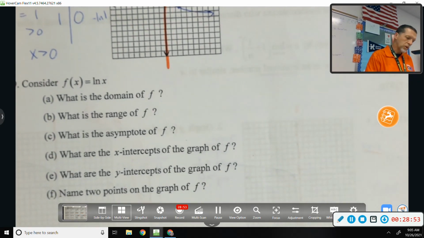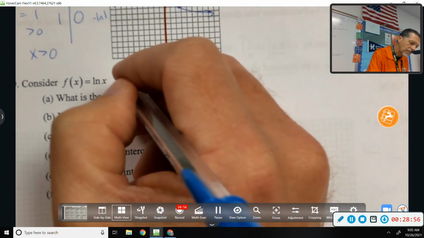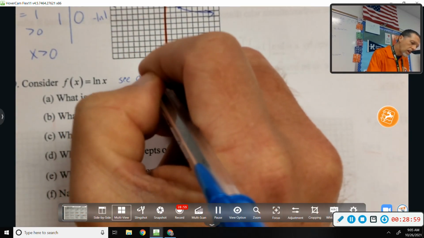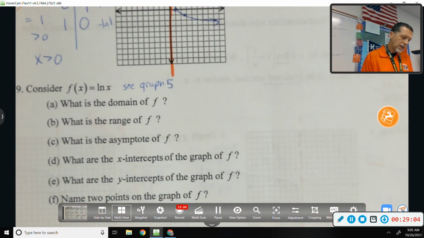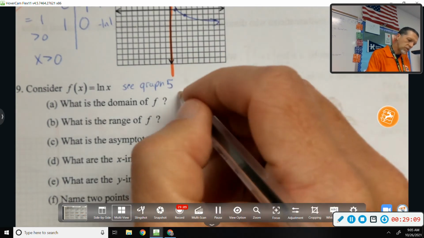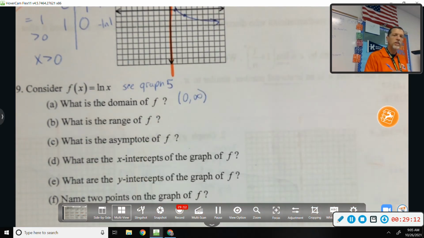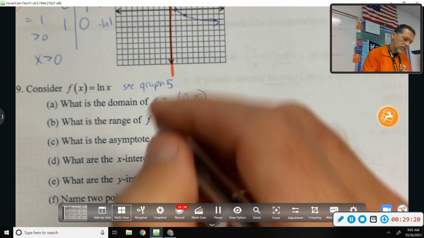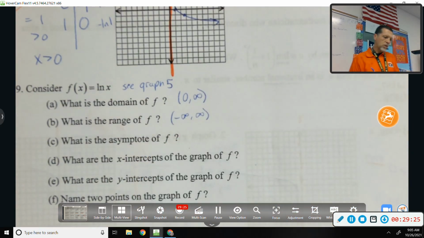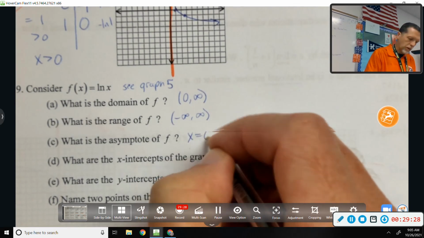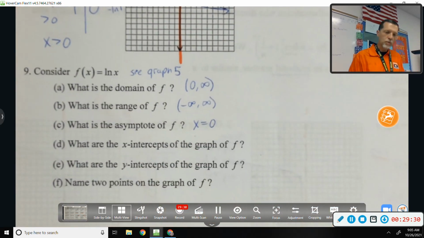Might be too strong a word, but I can look at number 9 or number 5. See the graph of number 5. What's the domain? 0 to infinity. And we don't include 0, because we can't take the log of 0. How about the range, the y values? Negative infinity to infinity. Good. All real numbers. The asymptote, x equals 0. It's like we've already done all these. We're just now answering questions verbally, I guess.